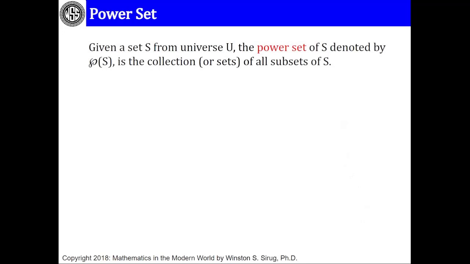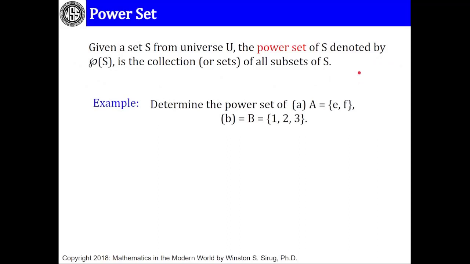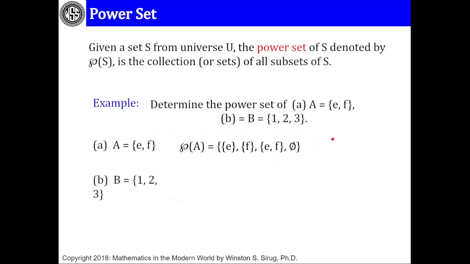So power sets. Power sets are given a set S from universe U. The power set of S is the collection or set of all subsets of S. So example, determine the power set of A and B. So the power set of A is equals to the following: set of E, set of F, set of EF, and zero or null.